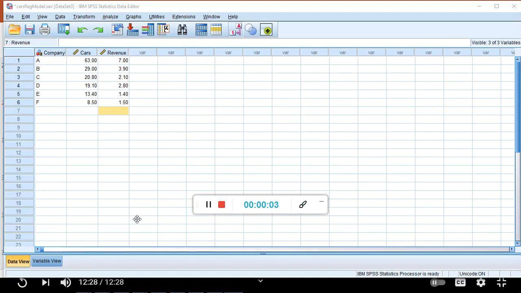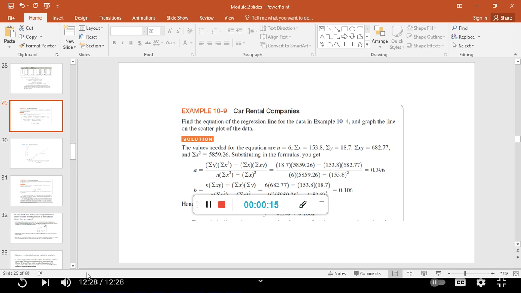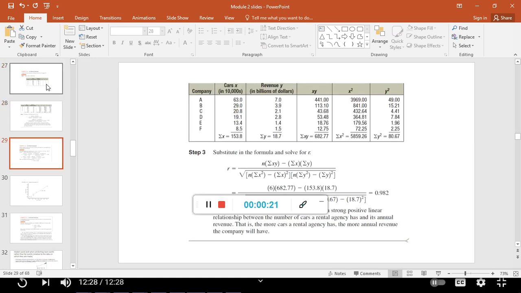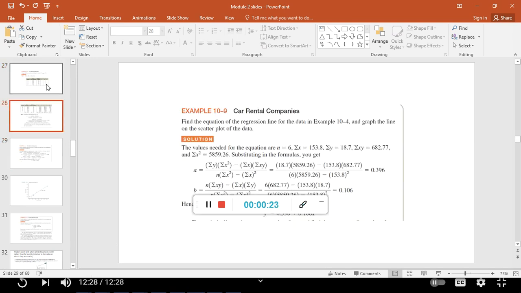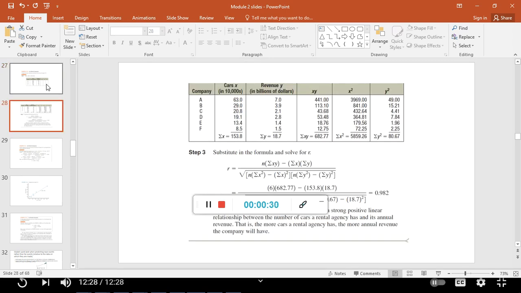Okay, so this is the video on how to do a basic linear regression in SPSS. I am going to use the CARS data, which is the same data set that is used in the slides, slides 27, 28. Well, your slide numbers are actually going to change, but this is the example here with the car rental companies. The book did this, the Blumen book rather.